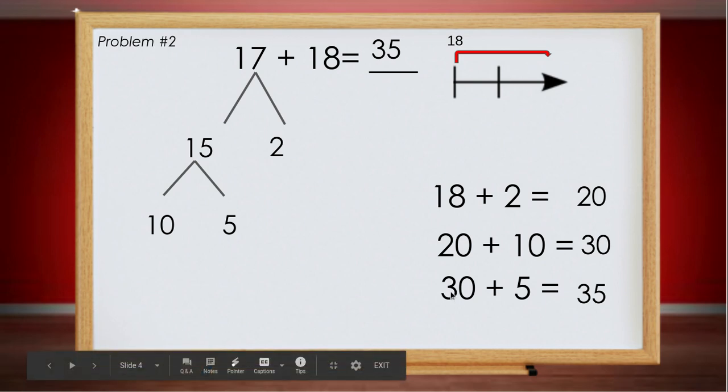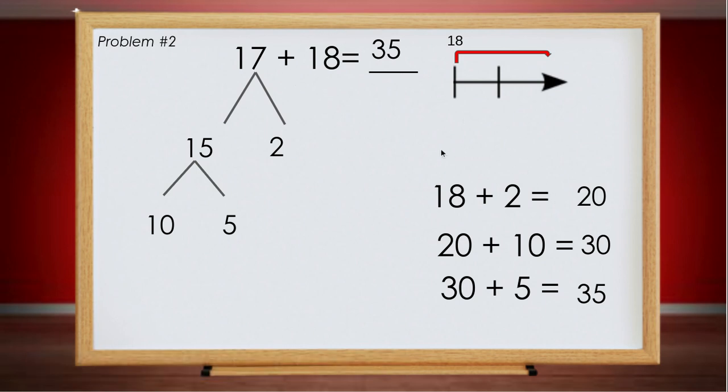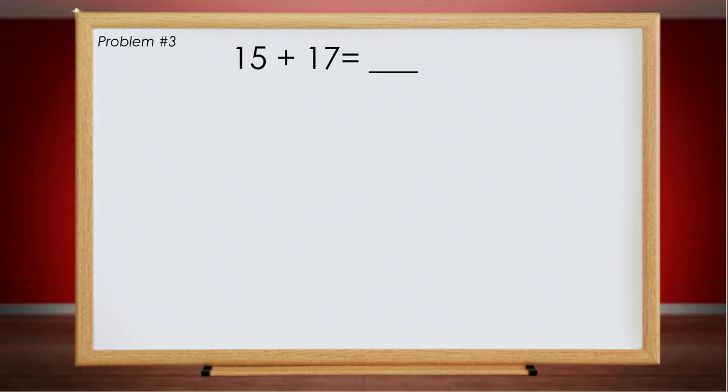Are you guys noticing how I'm using the number to make it to the next 10 in order for me to find the sum? And remember, boys and girls, you want to try to use the number that's closest to the next 10. Let's try one more problem because I think you guys are getting the hang of this. 15 plus 17 equals blank. Again, how can I make the next 10?